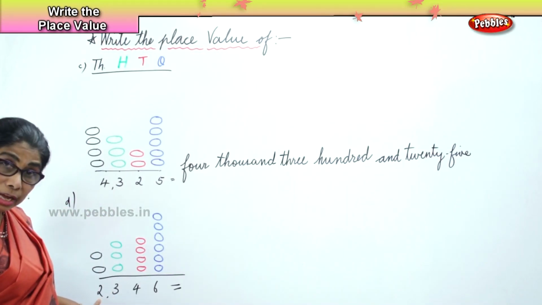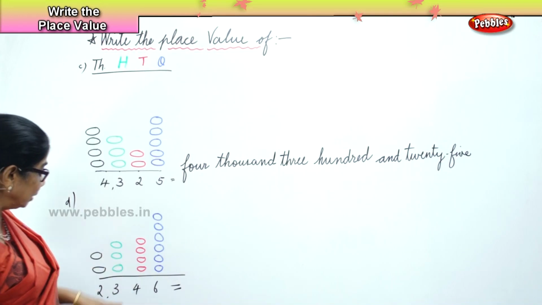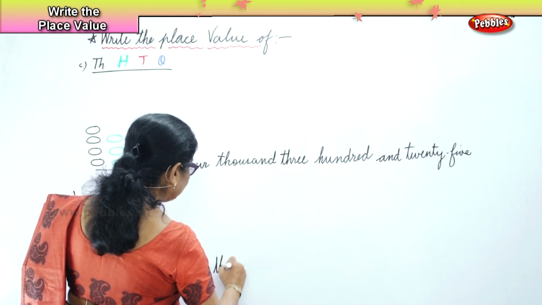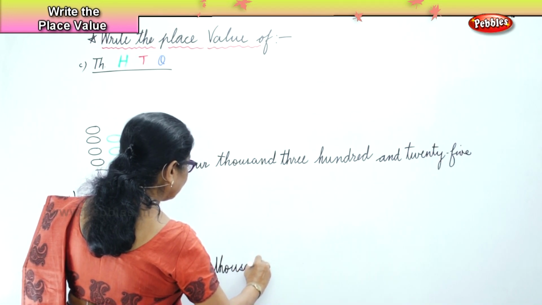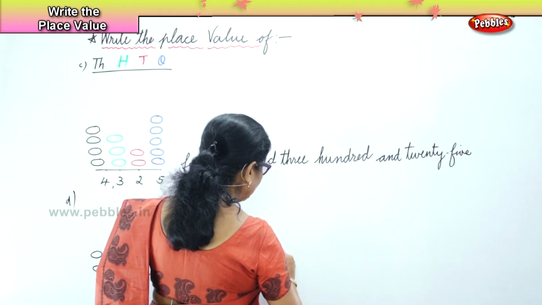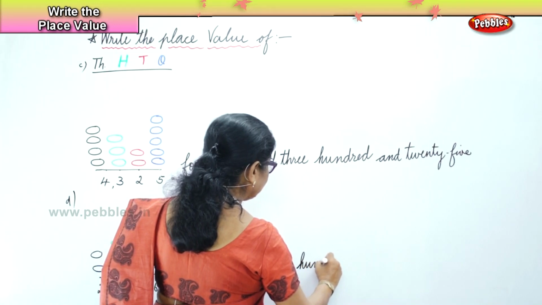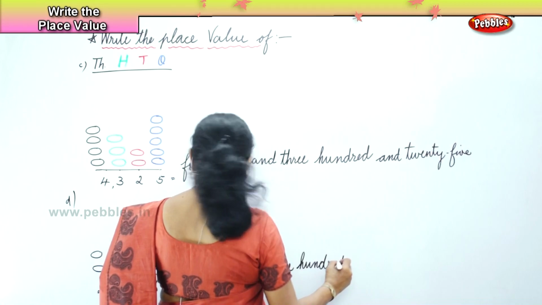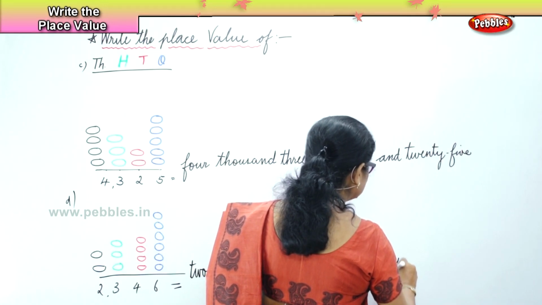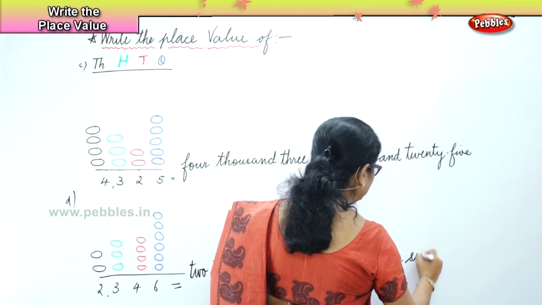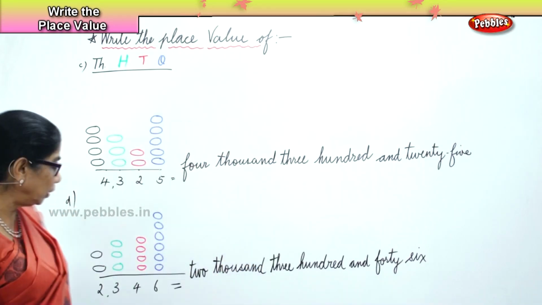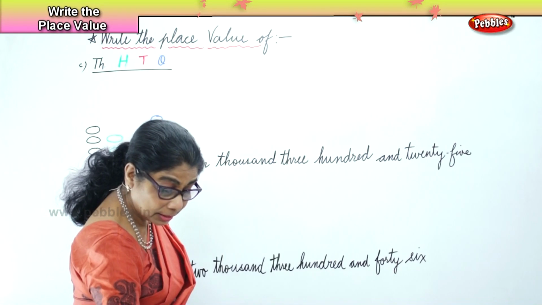Let's read out: 2346. 2000. 300. And 46. 2346. Today we learned, what did we learn?